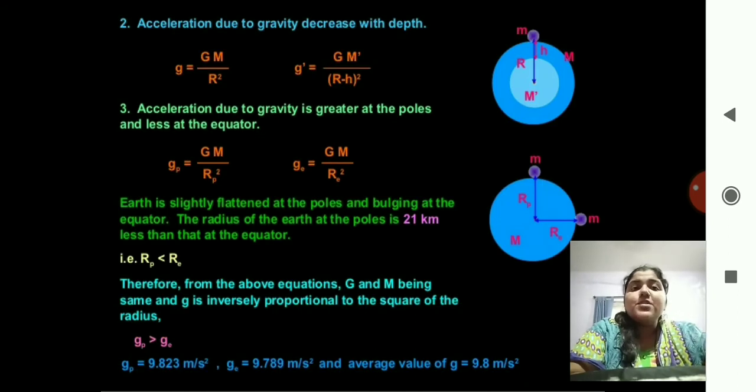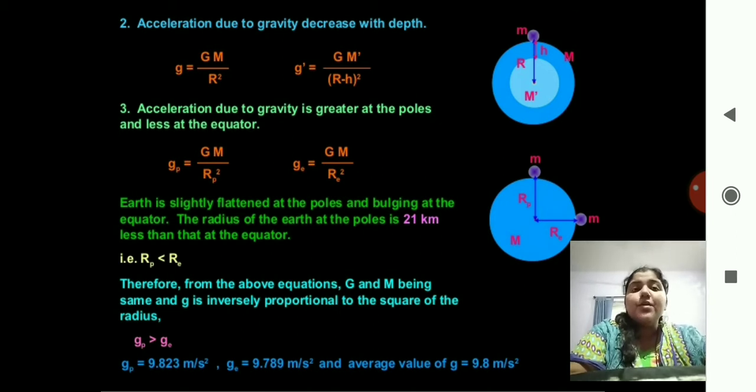Next, acceleration due to gravity decreases with the depth. Depth means what? Now we are going inside the earth. So what are we going to do? We will subtract h from the radius, because we are not going up from the earth, we are coming down into the earth. So the radius will decrease. So R minus h is taken.